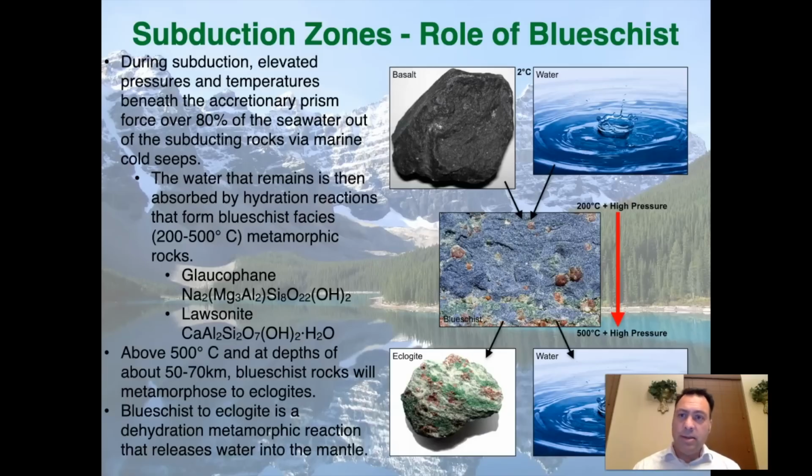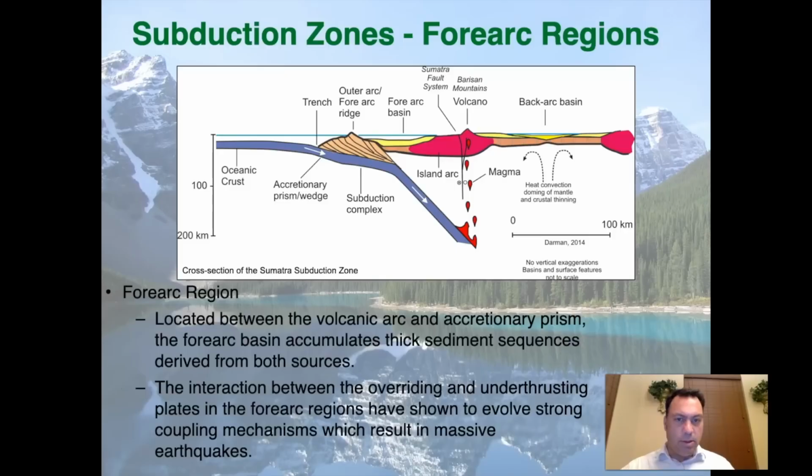Blueschist is something that is formed during subduction cycles. So during subduction, elevated pressures and temperatures beneath the accretionary prism force over 80% of the seawater out of the subducting rocks via marine cold seeps. In other words, let's go back to this image here. As this oceanic crust subducts, that blue line there being sea level, there's a bunch of water up here, the sea, right? The ocean is there. And so as the oceanic crust is subducting, it's taking water with it.